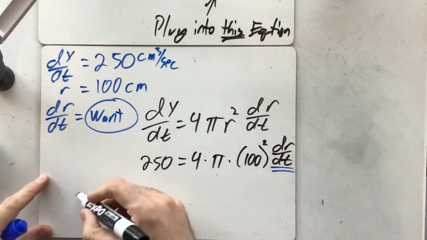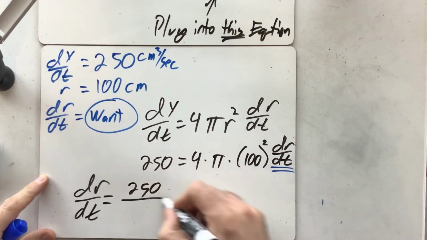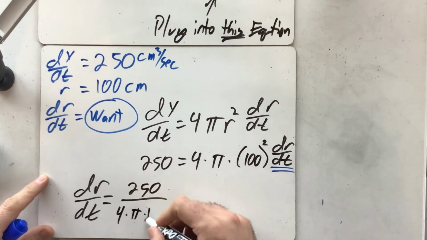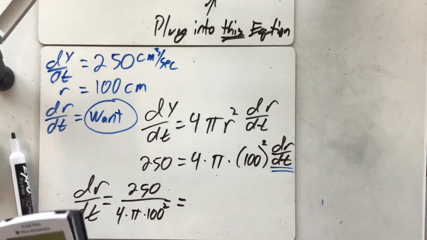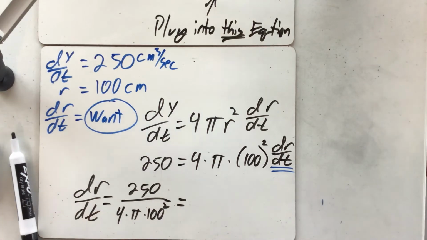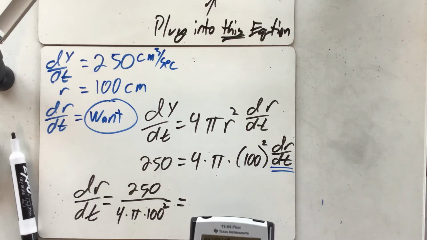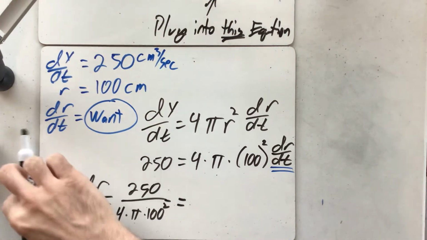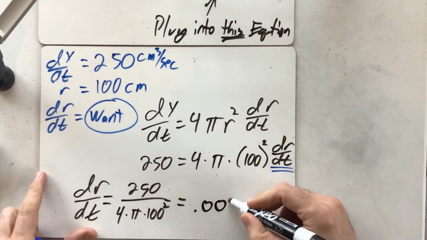And so dr dt is 250 divided by 4 times pi times 100 squared. I guess we could have written 100 squared is 10,000, so we could have written 40,000 pi or something. But let's just leave it right there. And I'm going to plug it all in my calculator and make a number. I actually don't mind if you leave it here, but let's go ahead and plug it in. And I think our number is going to be really small. And the answer is 0.002. That looks good, 0.002.